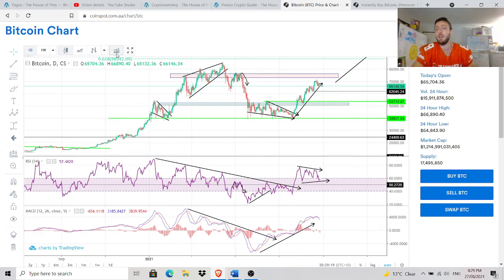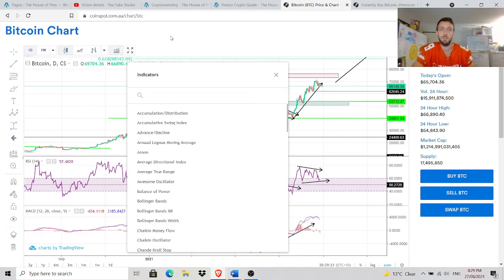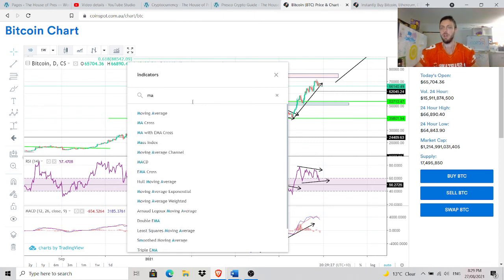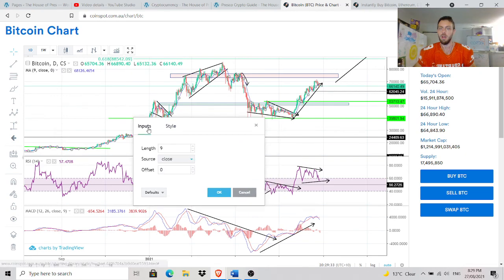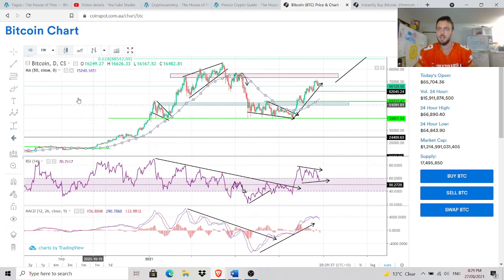Third indicator I'm going to use, and it is the final one, because there's a couple of them, but really I just like to use three indicators, and that's a moving average. Now this moving average is the 50.